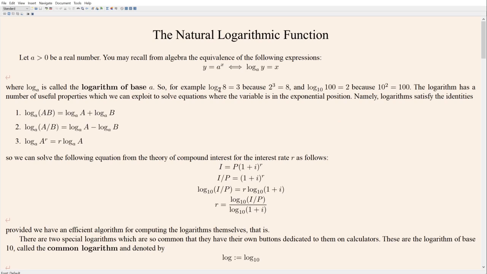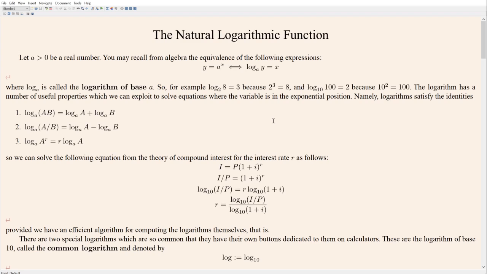So, for example, the log base 2 of 8 is equal to 3 because the equivalent statement in exponential notation would be 2 to the power 3 equals 8, which is self-evidently true. Similarly, the log base 10 of 100 is 2 because 10 to the power 2 equals 100.